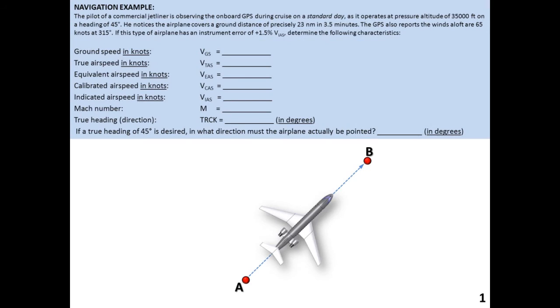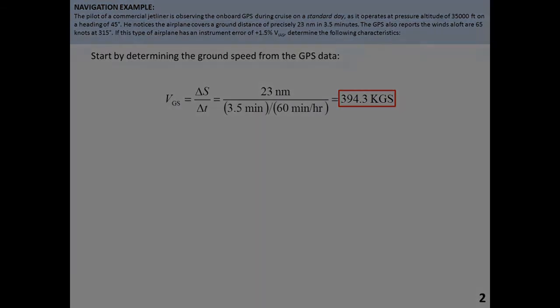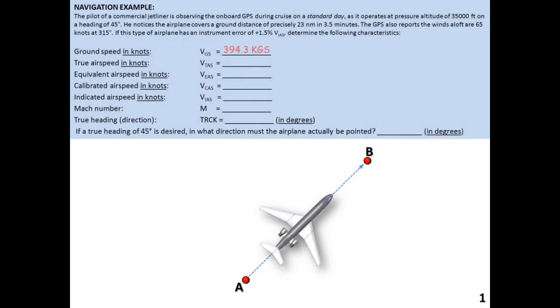Let's begin by determining the ground speed in knots. This is a simple matter of dividing the distance covered, denoted by delta S, by the time, converted to hours, denoted by delta T. Since the distance is conveniently reported in nautical miles, the resulting number is in knots. Therefore, we have our first solution, 394.3 knots ground speed.